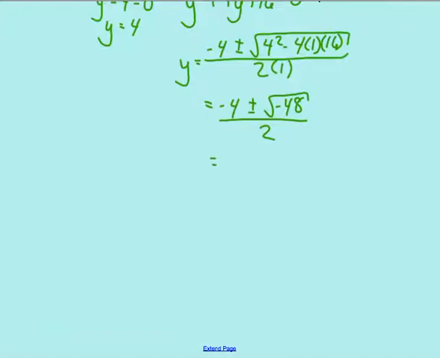Simplifying my radical, I've got a negative under the radical, so I'm going to pull that i out, the imaginary number. And 48 has a perfect square factor of 16. 48 is 16 times 3. Square root of 16 is 4, so we've got 4i times the square root of 3. And then when you have a fraction where you've got two terms in the numerator and one in the denominator, in order to simplify this overall, that denominator has to go into both terms in the numerator. Looking at both of the 4s, I'm going to divide my two 4s and my 2 by 2, so I get negative 2 plus or minus 2i square root of 3.